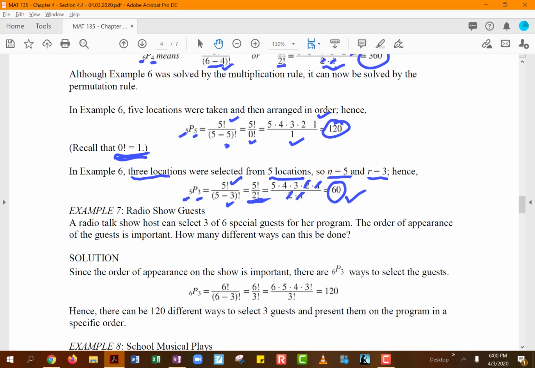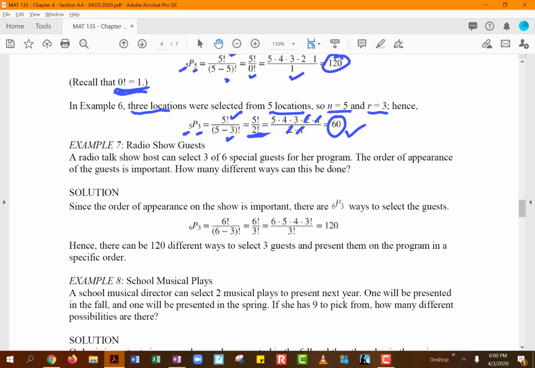We're talking about a radio talk show host who can select 3 of 6 special guests for her program. So out of a total of 6 guests, she has to choose 3. They're telling us the order of the appearance is important, which means which guest you select first, which one second, which one third is going to make a huge difference. Since they are telling us specifically that the order is important, that means you are using permutation. So that's a choice of 6 total guests, and she is only going to select 3.